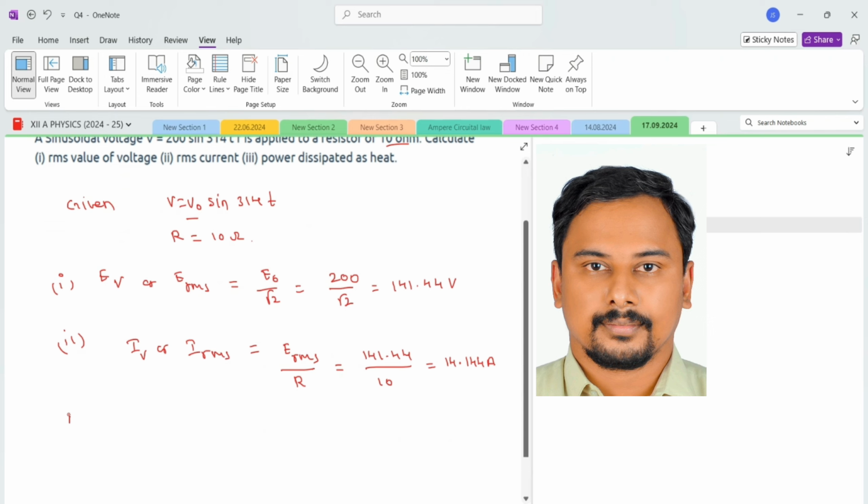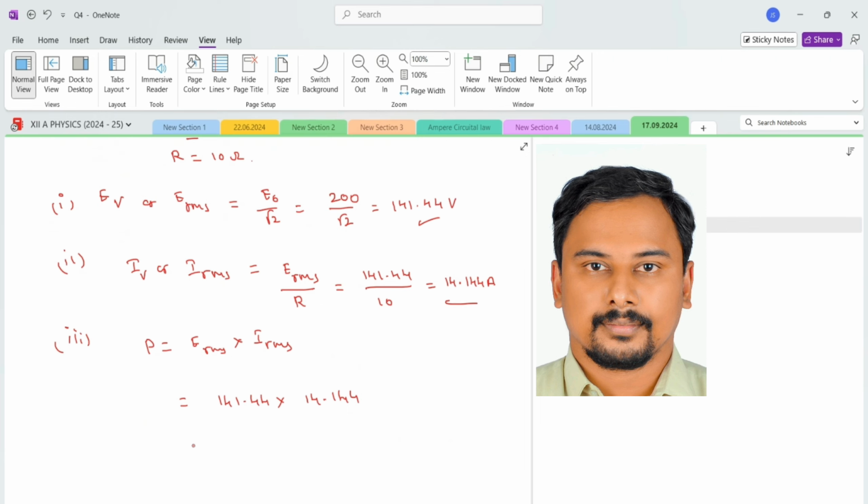Now, in the third part, they're asking what is the power dissipated as heat. What is the power formula? Power is VI, so here E RMS into I RMS current. You can substitute the values. The voltage you got is 141.44, into the current we got, 14.144. Now multiply this in the calculator, and the answer for power is 2000.5 watts. So this is the power dissipated as heat.